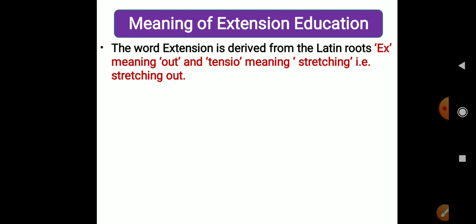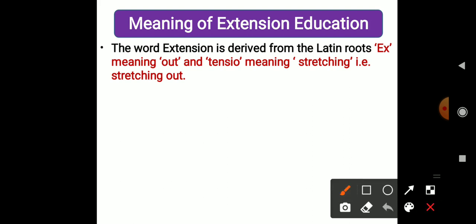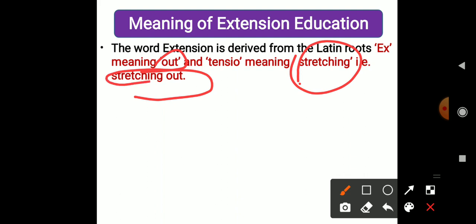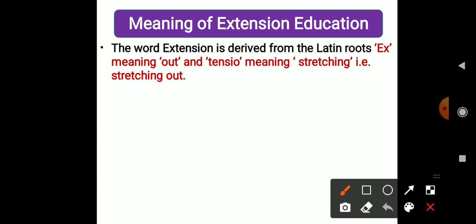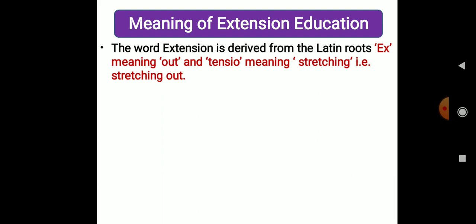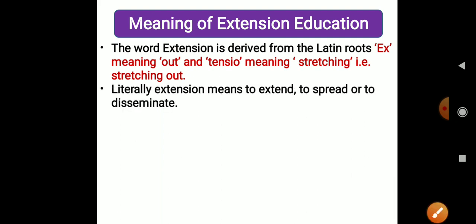The word extension is derived from the Latin root ex, meaning out, and tension, meaning stretching. Combined, the meaning is stretching out. That means we have to stretch out the information. Whatever information is generated and developed at a research station or in an agriculture university, we have to stretch out that information to the farmer. That is the main role of extension. Literally, extension means to extend, to spread, or to disseminate.